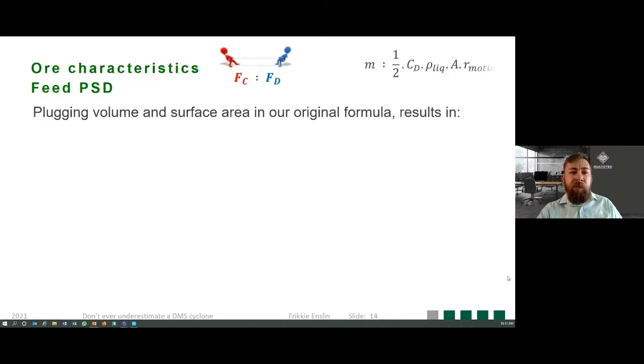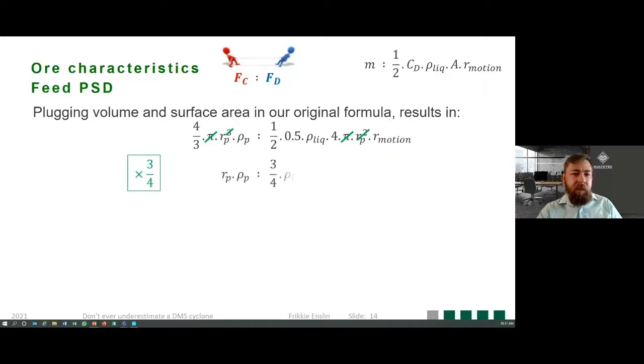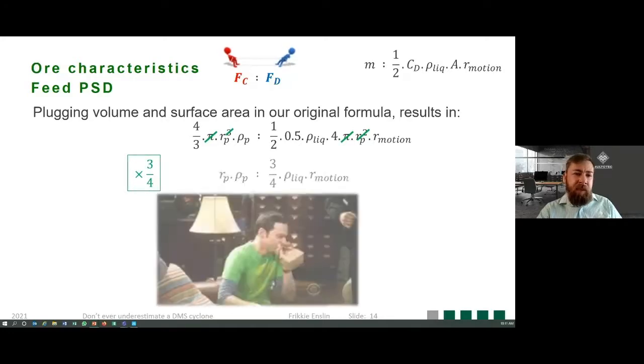So plugging volume and surface area into our original formula, and there's the original formula on the top right, now we plug in our spherical details. We replace mass here with volume times density. We get this long formula. We manipulate it a little bit again. You can have a look at it afterwards. We remove pi times 3/4, and then we get something like this.